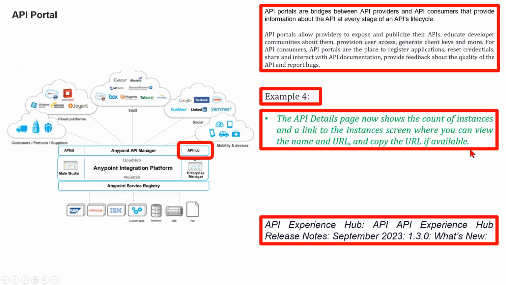Here, what's new in this version? The API details page now shows the content of instances and the link to the instances screen, where you can view the name and the URL, and a copy of the URL if available.